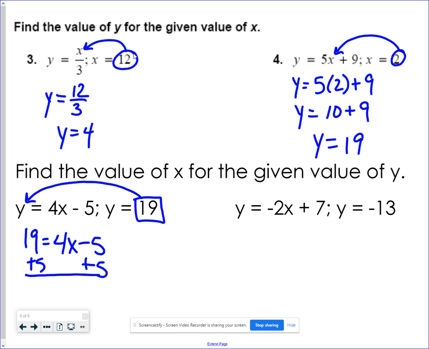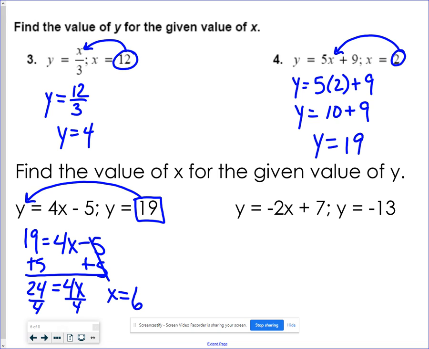Add 5 to both sides, and I'll get that 4x equals 24. So divide by 4, and x would be equal to 6. Sorry, that kind of got in the way a little bit there. And again, you could certainly check this. 4 times 6 is 24. 24 minus 5, yeah, that's 19.